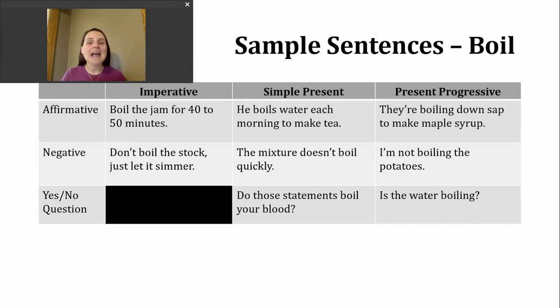Let's continue practicing this verb boil. Today, we're going to look at making sentences in the imperative, simple present, and present progressive. You might remember with imperative, these are commands. They're very unique sentences in English because it's not a stated subject. It is implied. It's either you singular or you plural. And it's really common to see imperative sentences in recipes. So providing us the directions on how to cook something, what to do or what not to do.